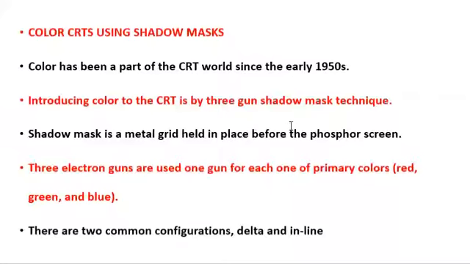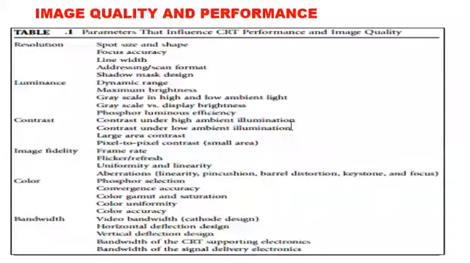And these gun shadows are metals, and they are placed at a position just before the screen where the image is formed. The 3 electron guns are used, 1 gun for each of the 3 primary colors. We have red, we have green, and we have blue. And there are 2 common configurations for arranging the guns. One is called delta, something like a triangle, and the other one is in line, which means all the 3 are arranged in a straight line.